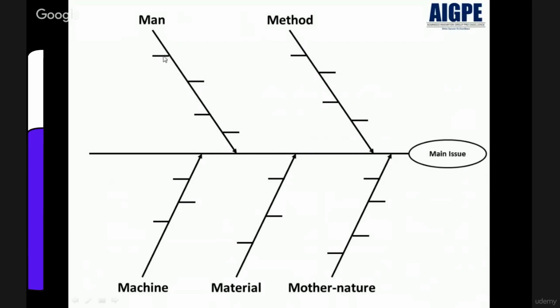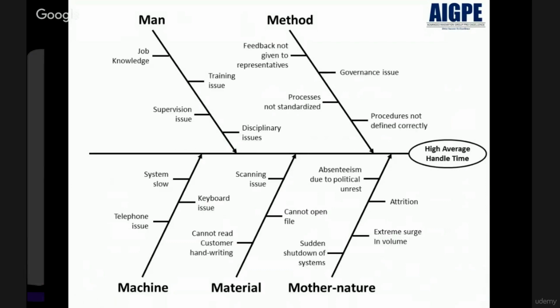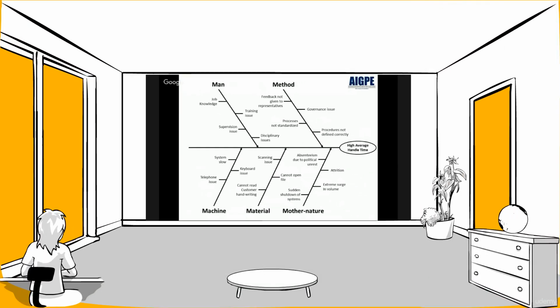And then there would be further sub-bones for each of these categories, which would come out of the table that we created in the previous slide. And finally, your fishbone diagram would look something like this. This is how easy a fishbone diagram is to create. What we are able to easily see is how high average handle time is getting impacted by various root causes. This is a perfect visual representation of all the root causes in one slide. Thank you for listening.